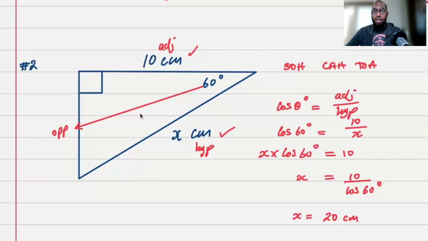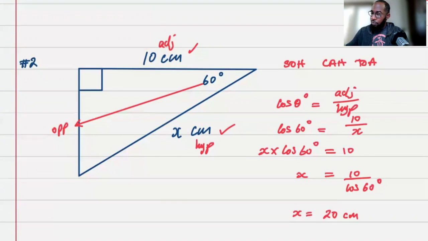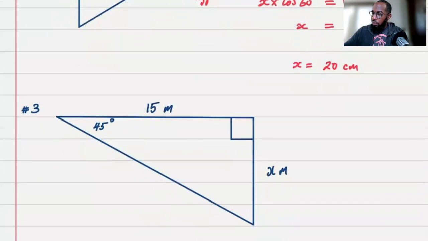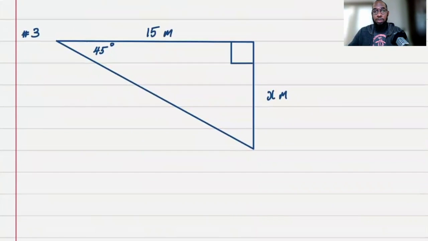Label your triangle. Take the sides you have. Take the side you need to find. Write down your trig ratio. Choose your trig ratio from the side you have and the side you need to find. You quote it, you make a substitution, you transpose, and you get your answer. So let's look at this one. I'll do these a little faster.